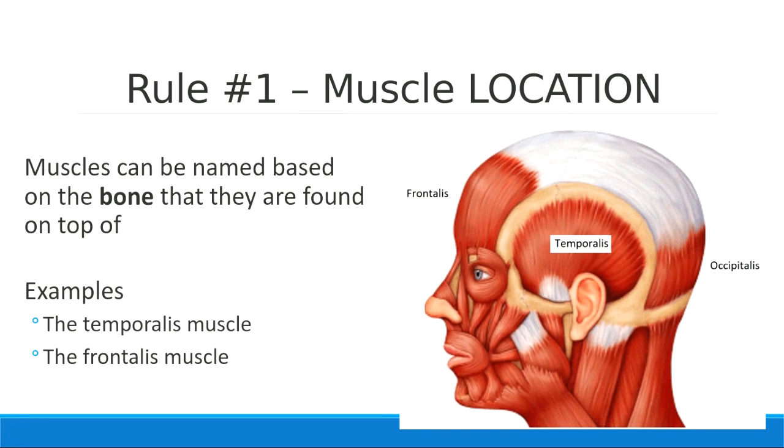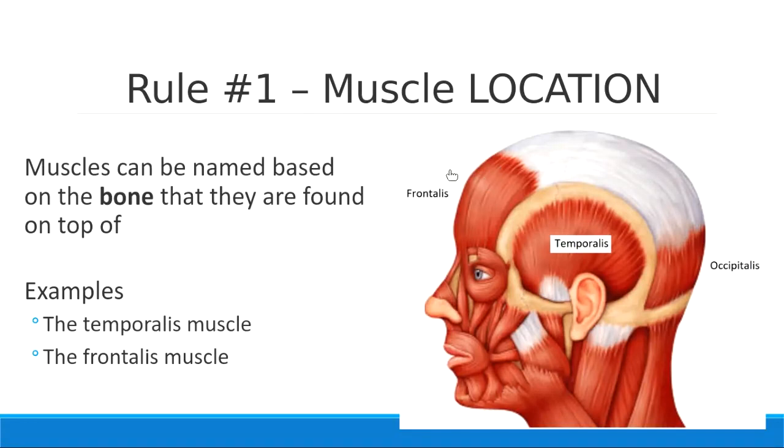When we name muscles in the body, there are 7 kinds of information that we can get from the muscles. The first kind of information is their general location in the body. Their location can be based on the name of the bone they live on top of. The best place in the body to see this is really the skull.